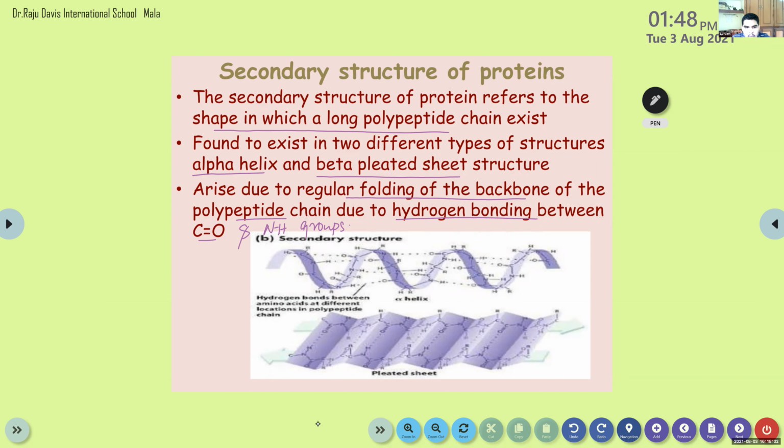Polypeptide chain due to hydrogen bonding between CO and NH groups.